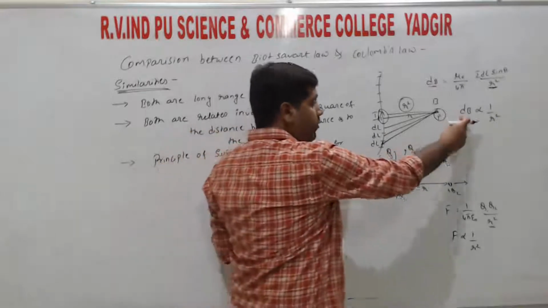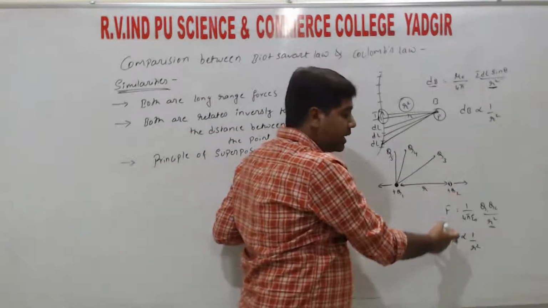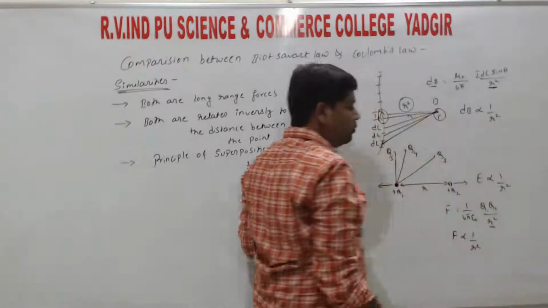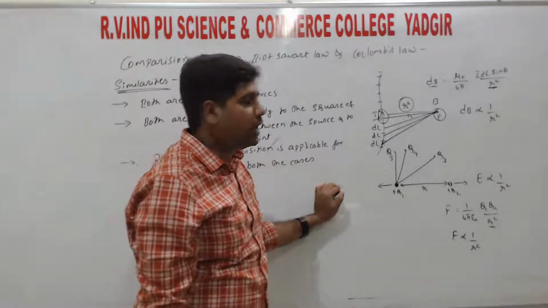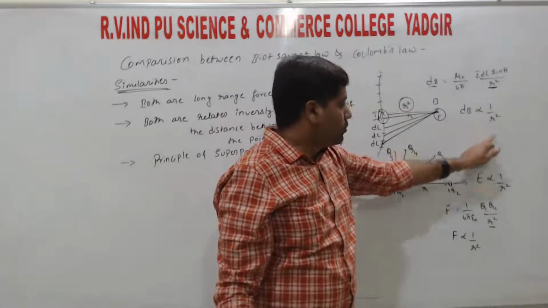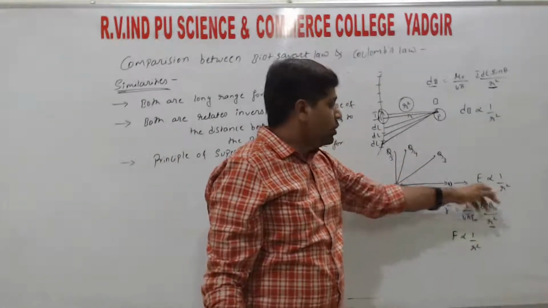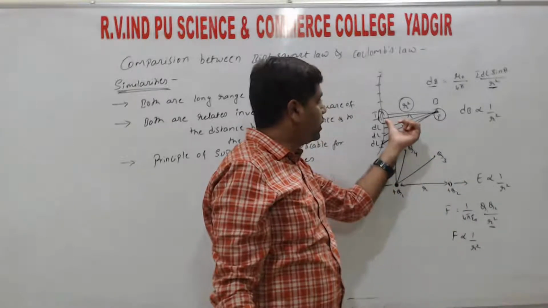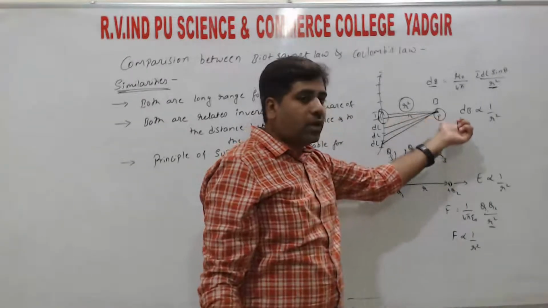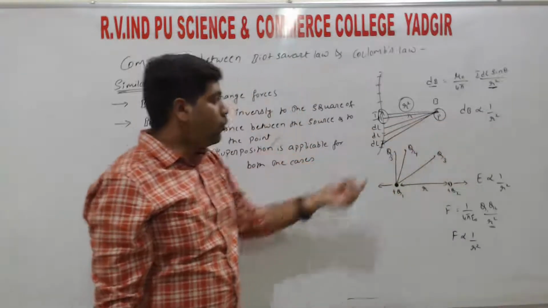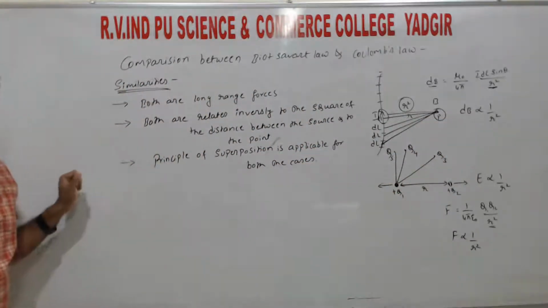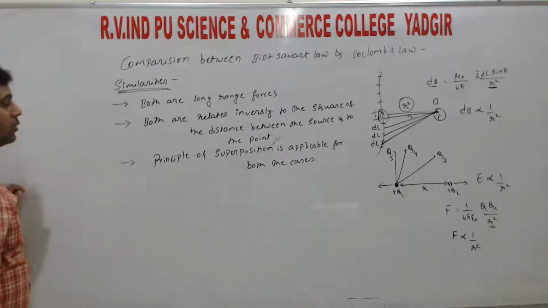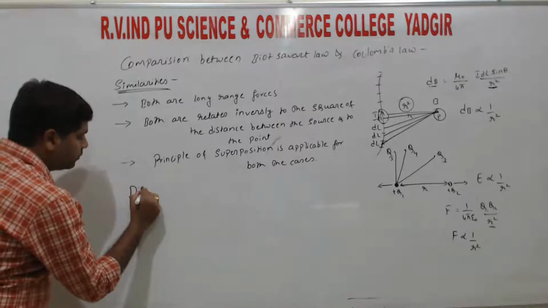Here we have the magnetic field, and there we get the electric field. So the electric field is also inversely proportional to 1 by r square, right? So the magnetic field and the electric field both relate inversely to the square of the distance between the two point charges, or the distance between the current element and the point, right? So these are the three similarities between the Biot-Savart's law and Coulomb's law. Next, differences.